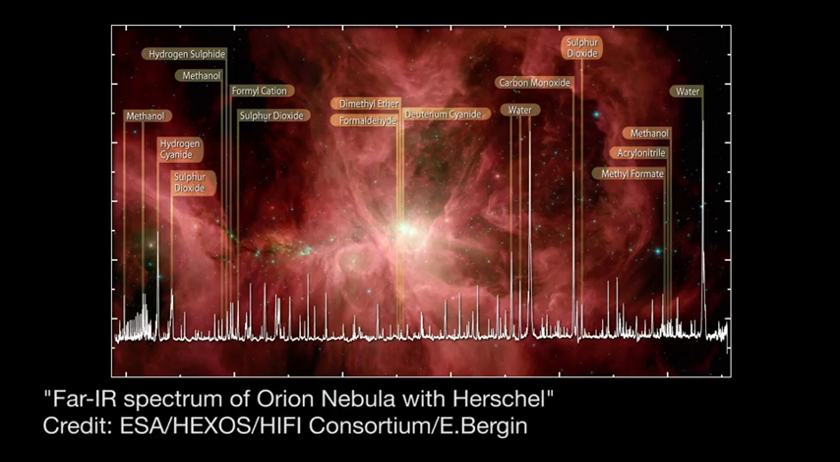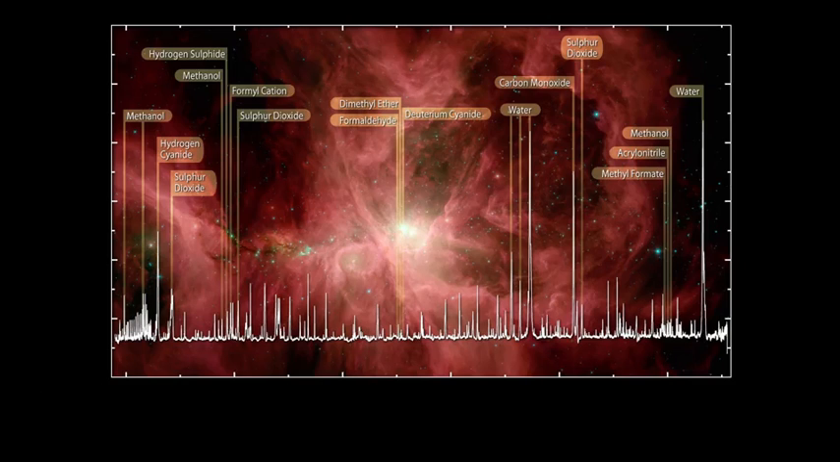So this image I'm showing you here shows the far infrared spectrum of the Orion Nebula as measured by the Herschel Space Observatory. And the spectrum is superimposed on an image of the nebula. And you can see it's just chock full of lines that correspond to quite complex molecules. And if it wasn't for this technique, we would have had no idea that those complex molecules existed in space.